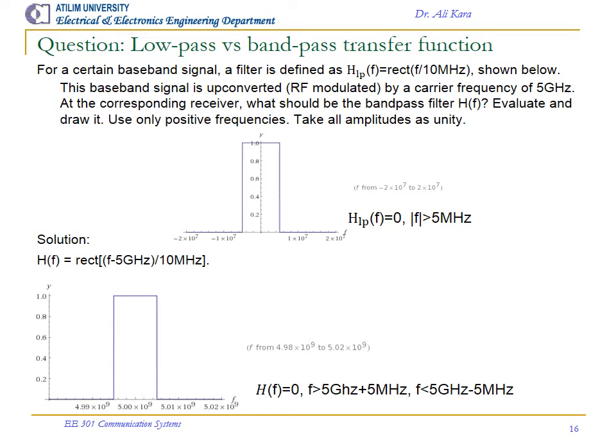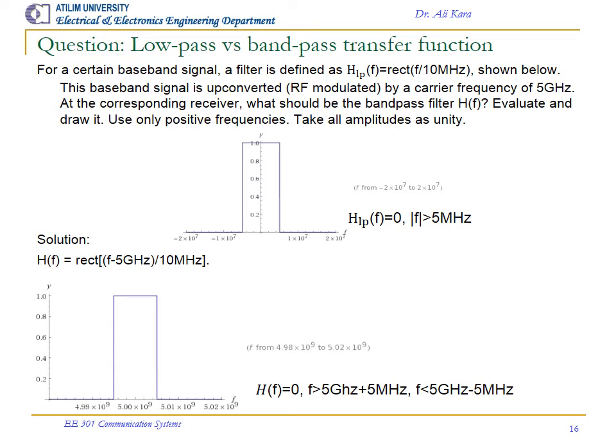For a certain baseband signal, a filter is defined as H low pass equals rectangle of f over 10 MHz, shown below. This baseband signal is upconverted, RF modulated, by a carrier frequency of 5 GHz. At the corresponding receiver, what should be the bandpass filter H of f? Evaluate and draw it. Use only positive frequencies. Take all amplitudes as unity.